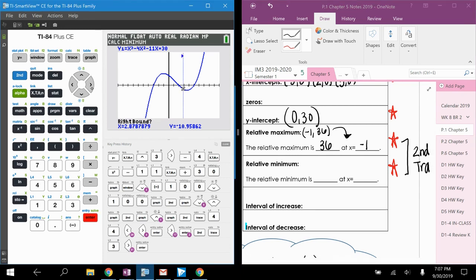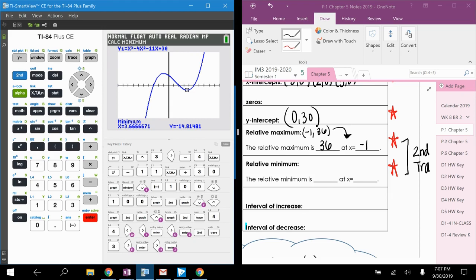Now it says right bound. That means go to the right of where you think the min is. Okay, so again, here's my min. The cursor is now on the right side. Press enter. Do you want me to guess it? Yes, calculator, I do. Press enter one more time. And there you go. Your relative min is at 3.66, blah, blah, blah, at y equals negative 14.8.